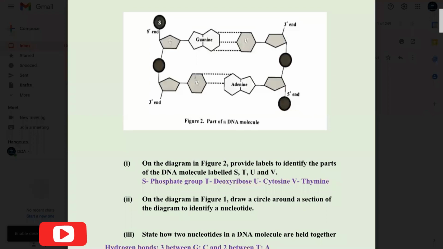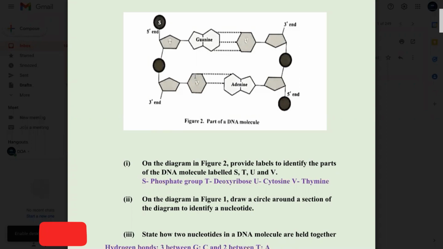Part 2, on the diagram in Figure 1, draw a circle around a section of the diagram to identify a nucleotide. What is a nucleotide, students? I hope you're not confusing a nucleotide with a nucleoside. A nucleotide is made up of 3 things. Yes, a 5-carbon sugar, in this case, deoxyribose, a nitrogenous base, and a phosphate group. 3 things. But the nucleoside, on the other hand, consists of a 5-carbon sugar, deoxyribose, bonded to a nitrogenous base.